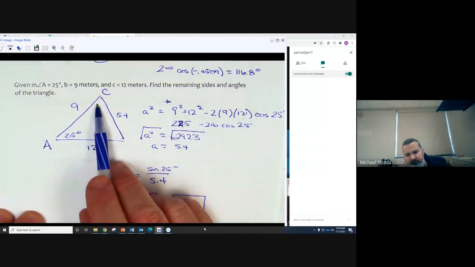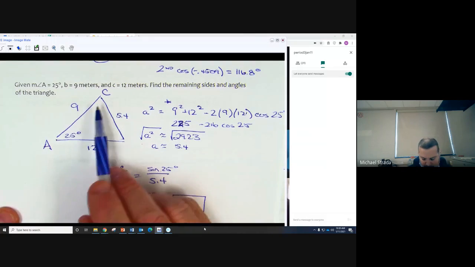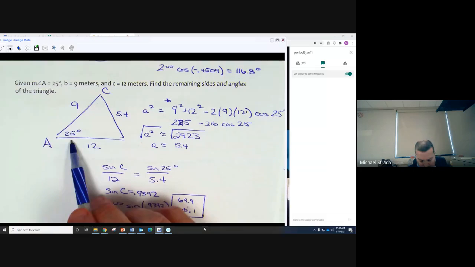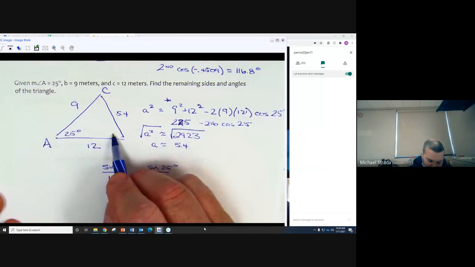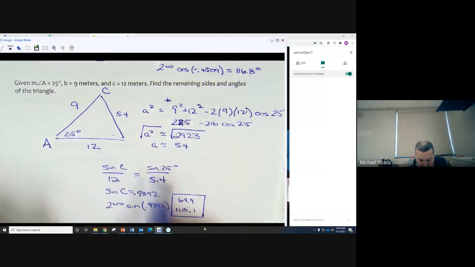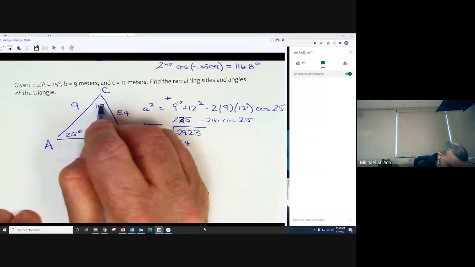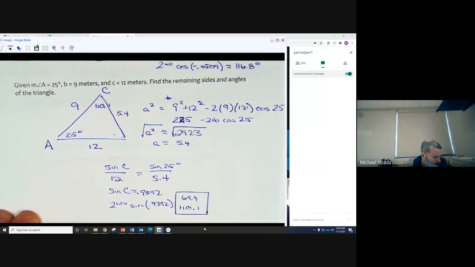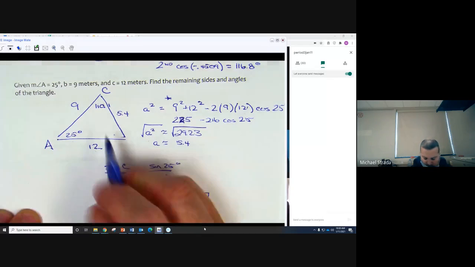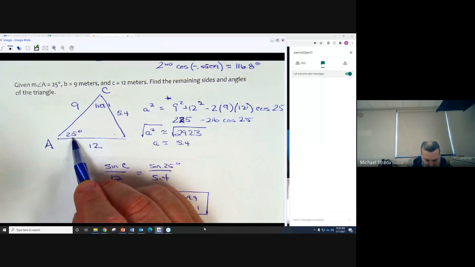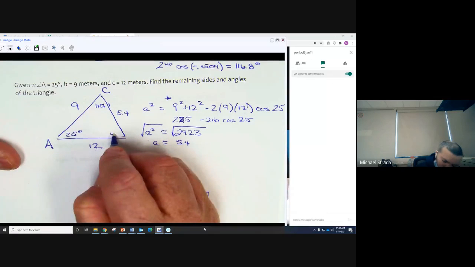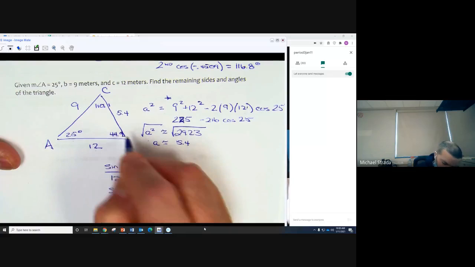If I make C 69.9, 69.9 and 25 is 94.9. This makes that about 85.1. But that can't be. That angle ends up being bigger than C. So therefore, that's got to be the 110.1. And then again, angle sum of a triangle, 110.1 plus 25 is 135.1. Subtract from 180 and you get 44.